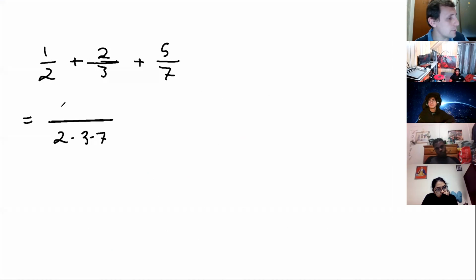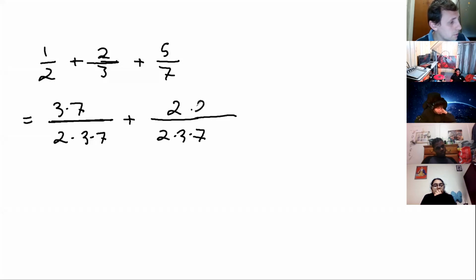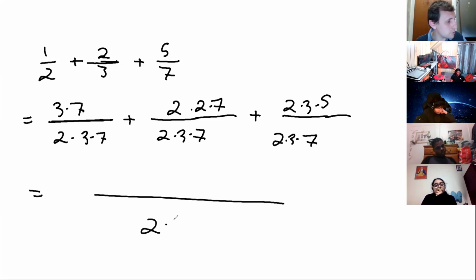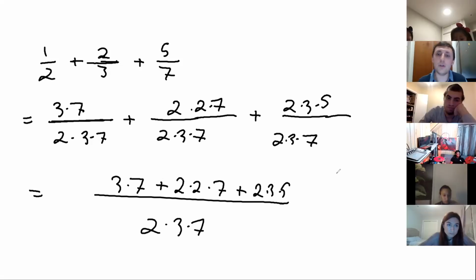So 1/2 requires 3 times 7. So we have 3 times 7 here, plus here we have 2 times 3 times 7. For 2/3, I changed the 2 and 7, so it will be 2 multiplied by 2 times 7, yes, plus here I have 5/7, and I have 2 times 3 times 7, so I need 2 times 3 times 5. Yes, and when I add them together, look what happens. The denominator becomes 2 times 3 times 7. Here I have 3 times 7 plus 2 times 2 times 7 plus 2 times 3 times 5. My point being that you had 3 divisions and now you have only 1 division. Do you understand? And you can do that with any addition of fractions. I hope you understand that.